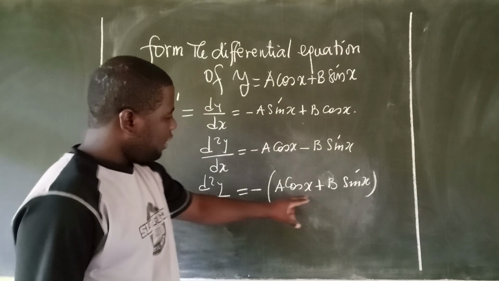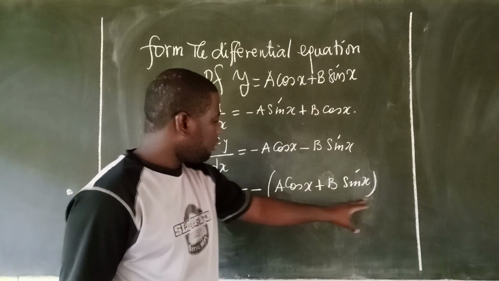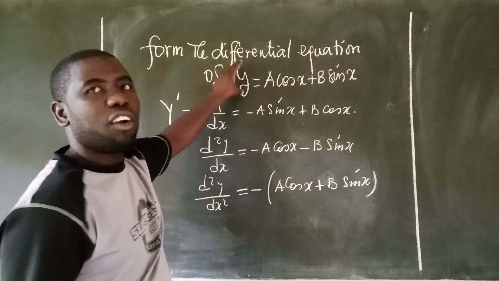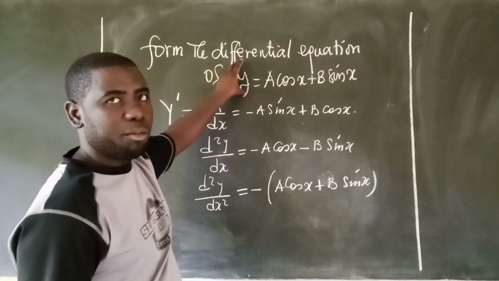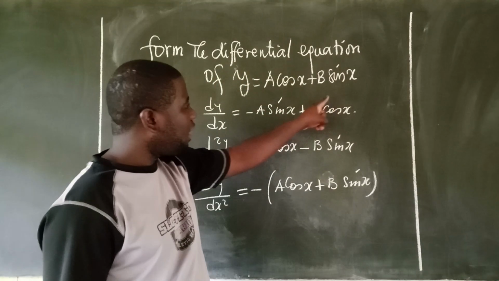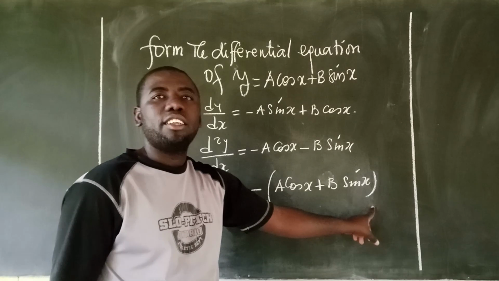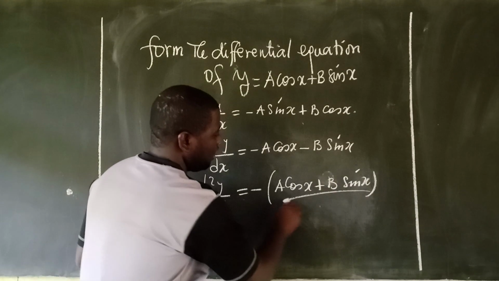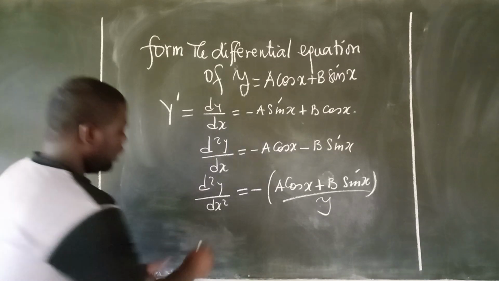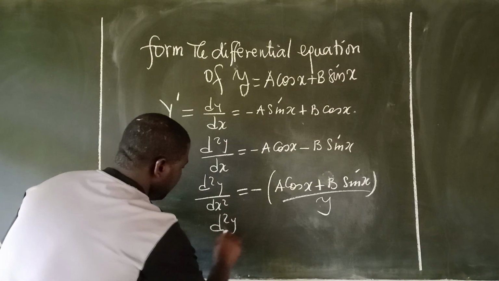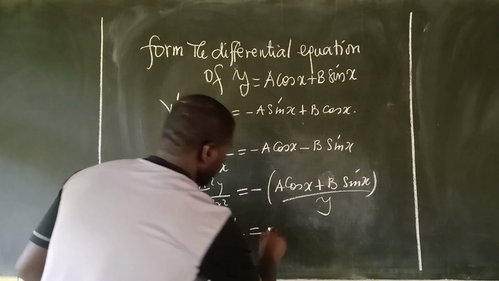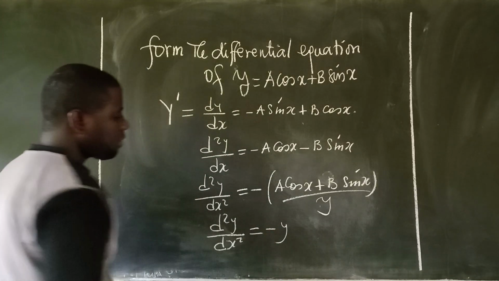Okay. Do you see this function? This function and the one you have already been given are the same. That's why y is equal to a cosine x plus b sine x. This one, so this is our y. So the second derivative is equal to negative y.